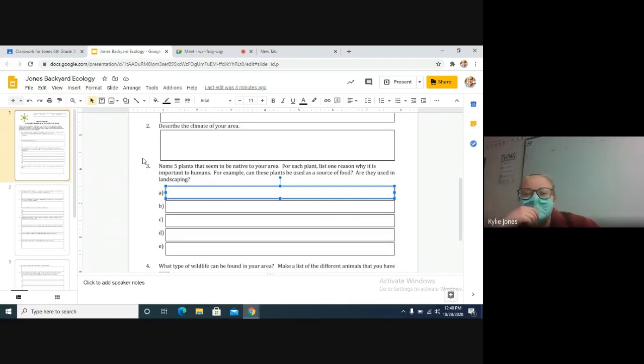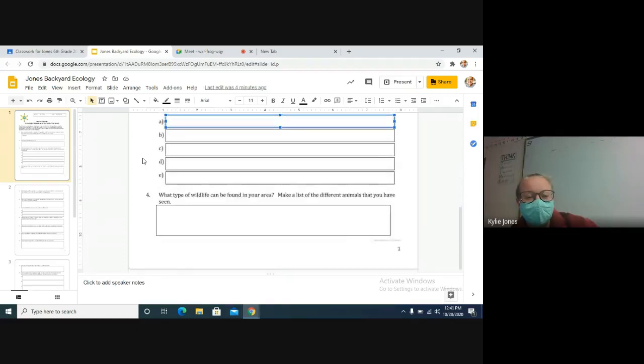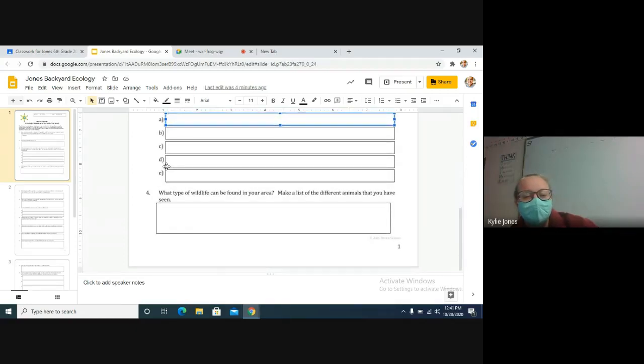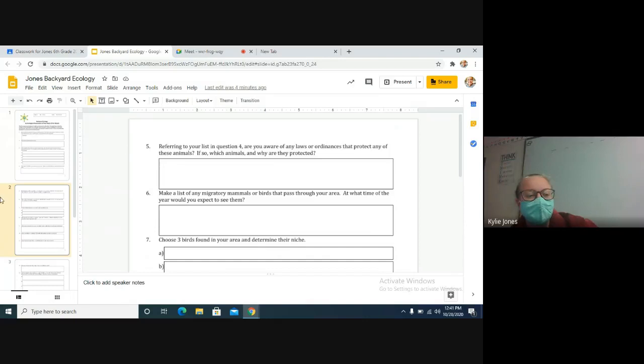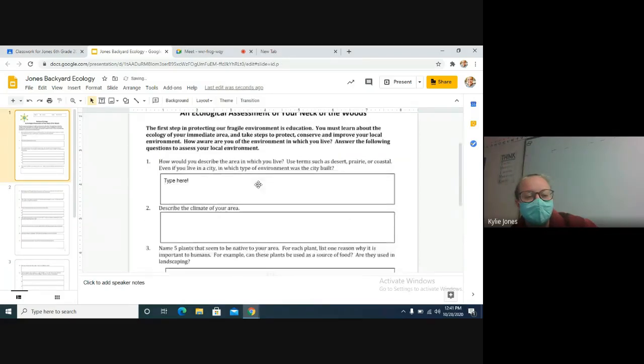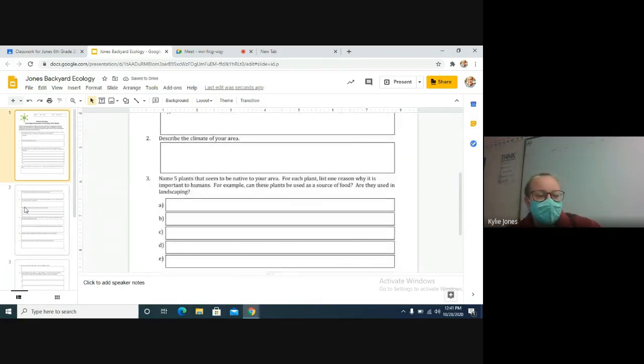Number 4, what type of wildlife can be found in your area? So make a list of some different animals that you might have seen. Sorry, that's number 4. Then you can go on to slide number 2.